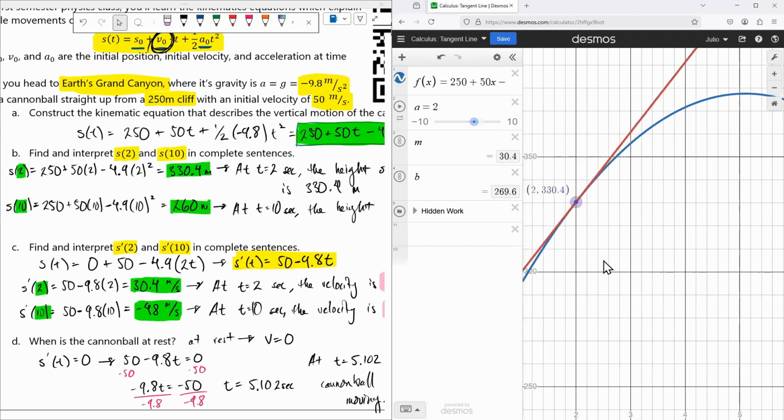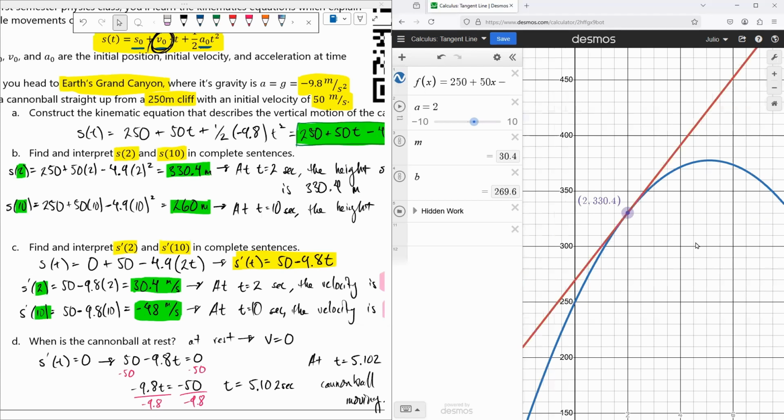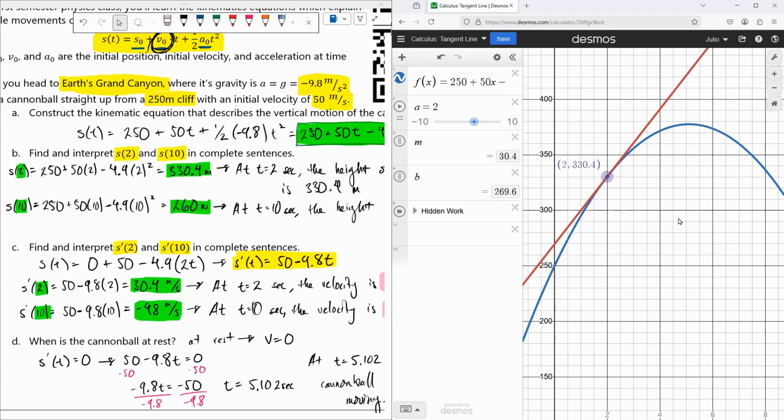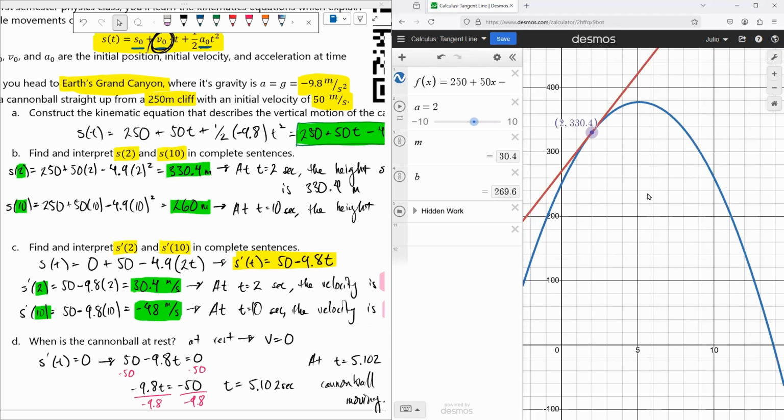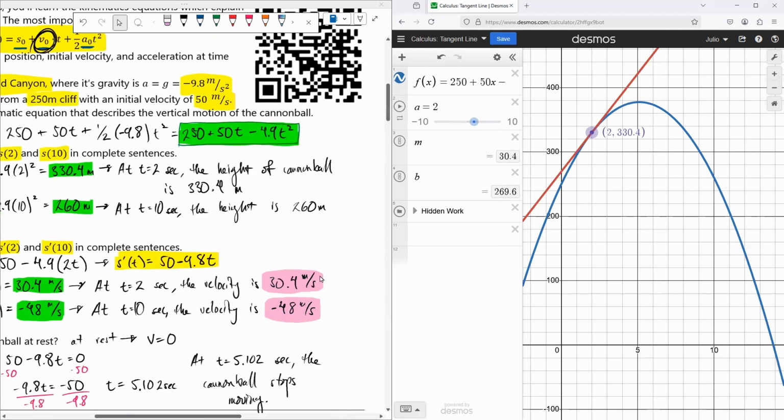There we go. Okay. And if you take a look, there's our M. M is 30.4. Okay. And just like we said in part C, at that point our cannonball is 330.4 meters off the ground, and it is still climbing because our velocity, we found it to be positive. It is a positive 30.4, okay?